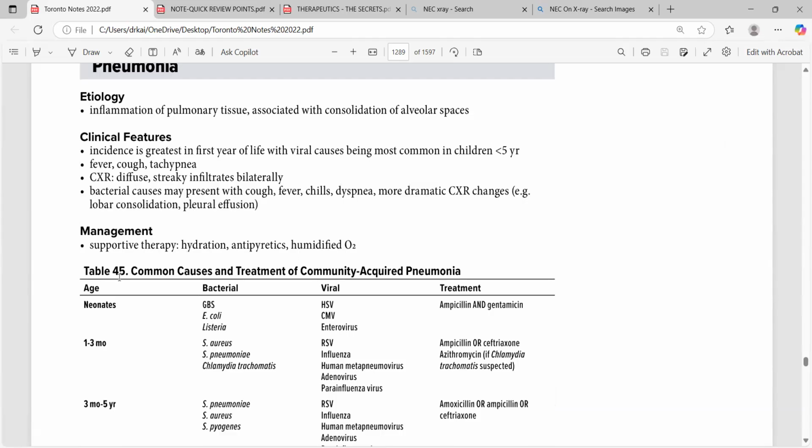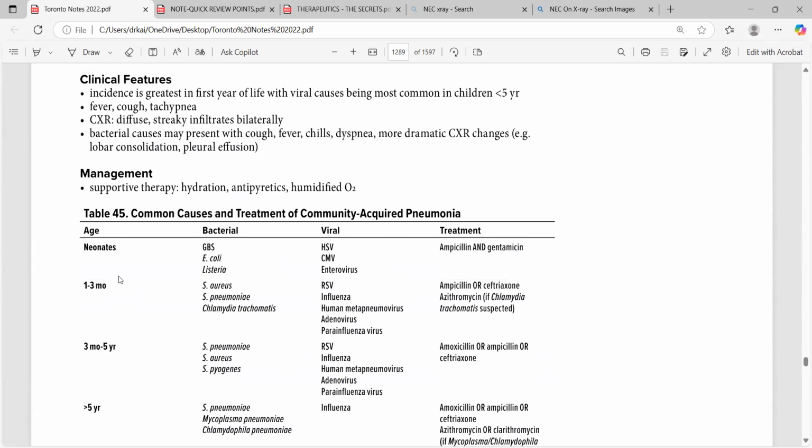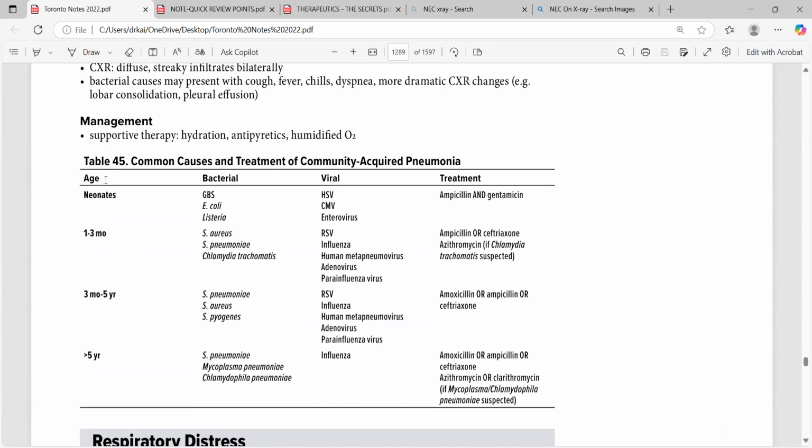Then comes pneumonia. In pneumonia, obviously the X-ray. For the treatment: for neonates, ampicillin and gentamicin. For 1 to 3 months, it's ampicillin or ceftriaxone or azithromycin. For 3 to 5 years, it's amoxicillin. More than 5 is also amoxicillin. But they can ask you a question on penicillin sensitivity or penicillin allergy. In those cases, you need to know what the next one is. Where there is penicillin allergy, we don't give ceftriaxone as well, so always think of a third option. When they mention penicillin allergy, if you write ceftriaxone, this is wrong.